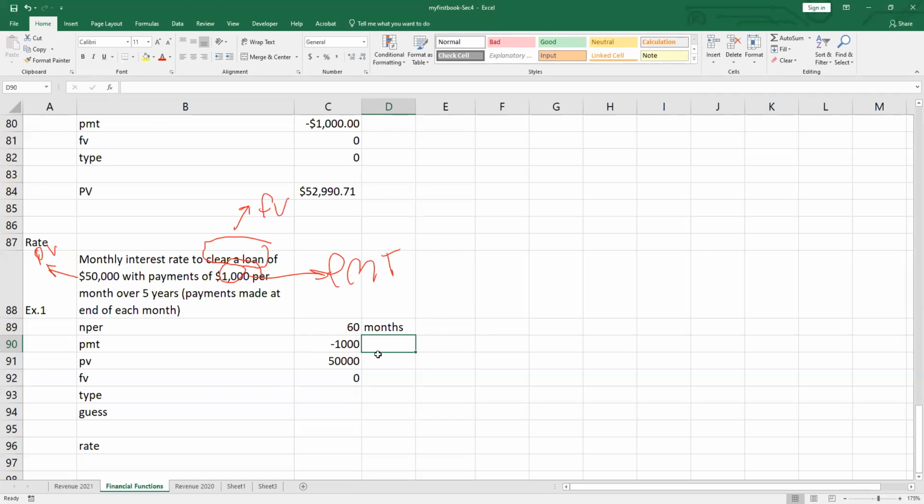Okay. And the type, in here, payment made at the end of each month. What is the type? Hang on. What is the type in this example? It's zero. Yeah, that's correct. Why? The reason is because you made the payment at the end of the month. At the end of the period, when you pay, the type is always zero. Okay. Guess, you don't know, so I leave it like that. I don't enter anything. So I start calculating the rate from the function RATE here.